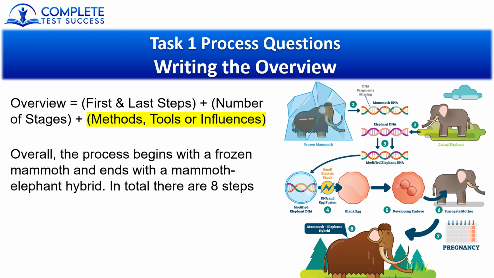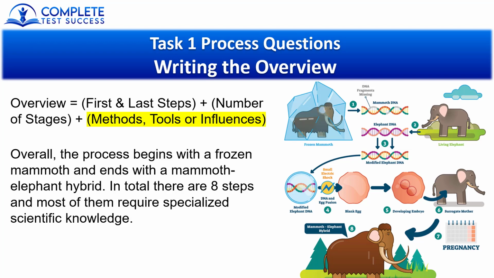And that brings us to the third part of the overview, where we describe the methods, tools, or influences. This part of the overview depends on whether it's a natural or a man-made process. When it's man-made, we'll describe the machinery involved, or whether it's automated or needs to be done manually, and that type of thing. When it's natural, we'll describe any external influences involved in the process. So this process is man-made, and we can see that most of the steps would need to be performed in a science lab. So we can say, and most of them require specialized scientific knowledge. And that is our complete overview for this process.